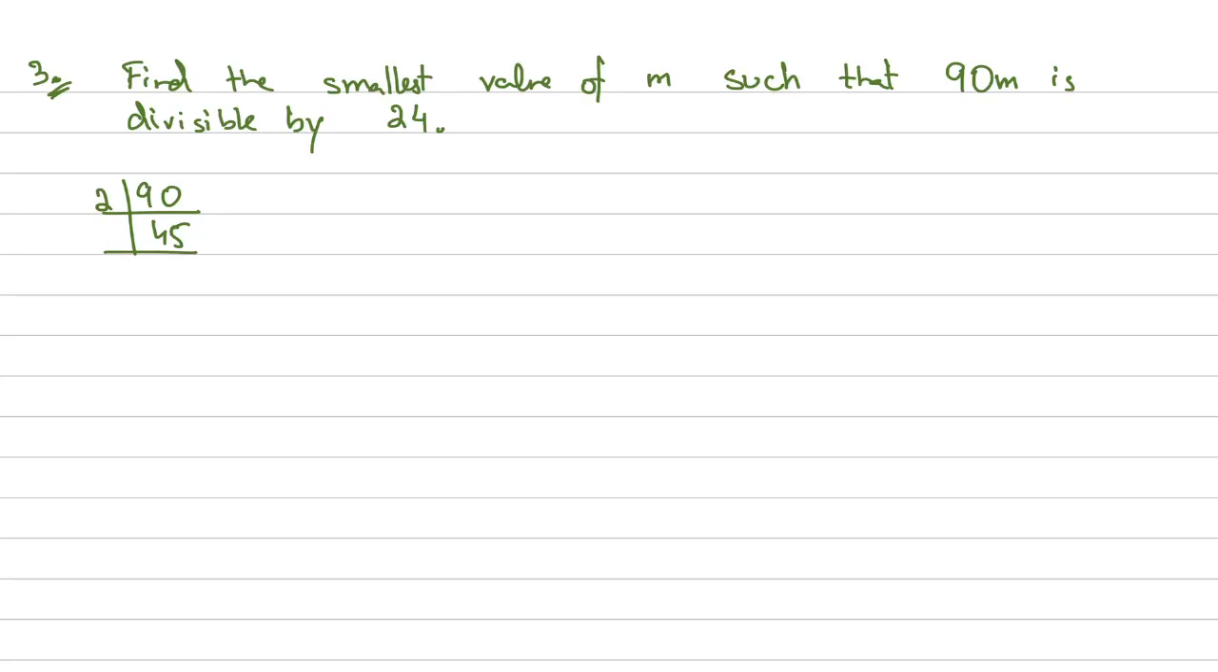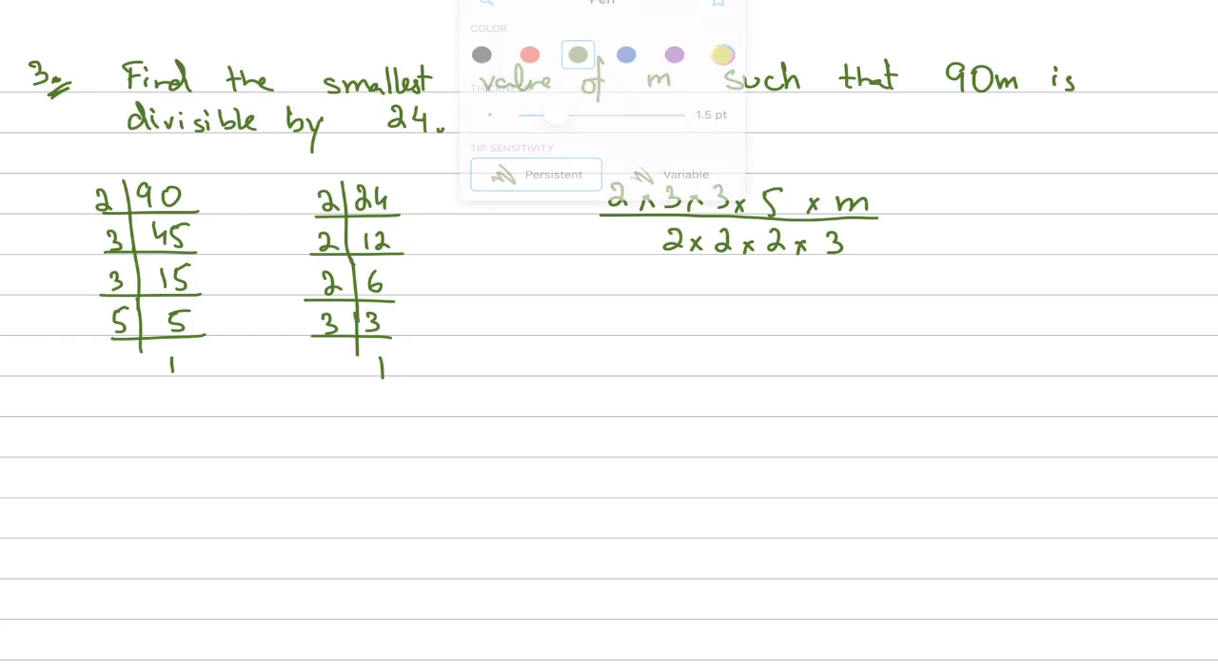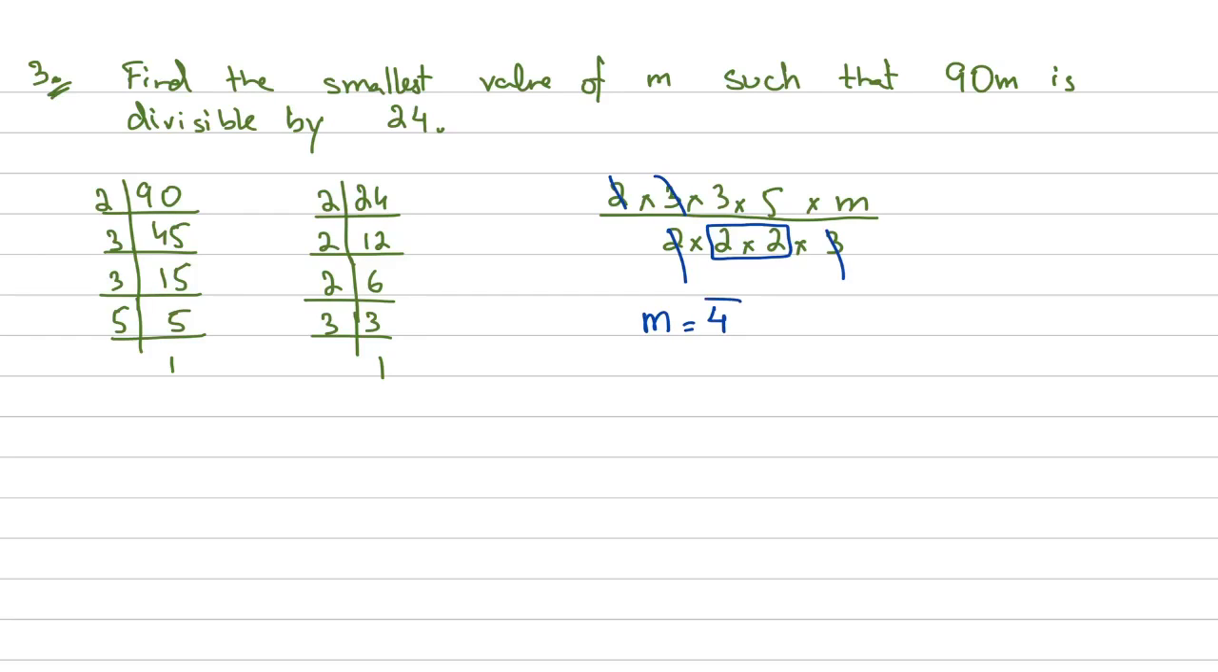So 2 times 45, 3 times 15, 3 times 5, and then 5 times 1. And let's do the same for 24. 2 times 12, 2 times 6, 2 times 3, 3 times 1. So 90 can be written as 2 times 3 times 3 times 5, and let's just put an m here so that it becomes 90m. And 24 can be written as 2 times 2 times 2 times 3. So again, we're going to start cancelling out the numerator and the denominator and see what we are left with in the denominator. So these two get cancelled out. 3 and 3 get cancelled out. So what do we have in the denominator that's left over? It's 2 times 2, which is equal to 4. So the smallest value of m is equal to 4.